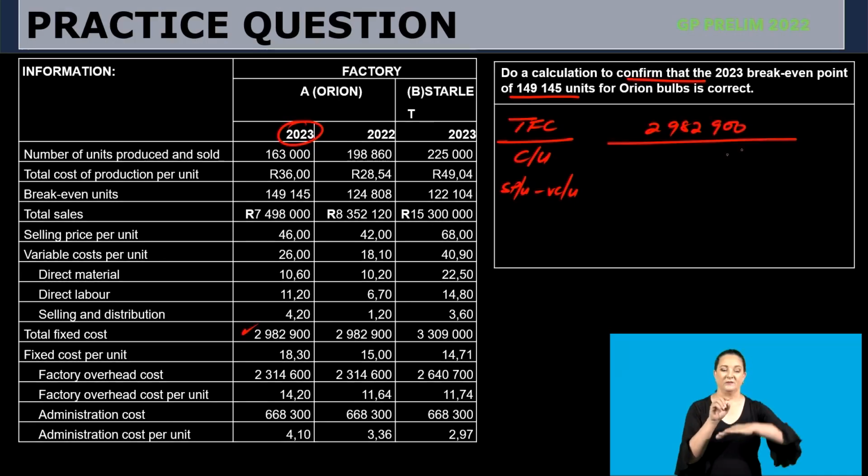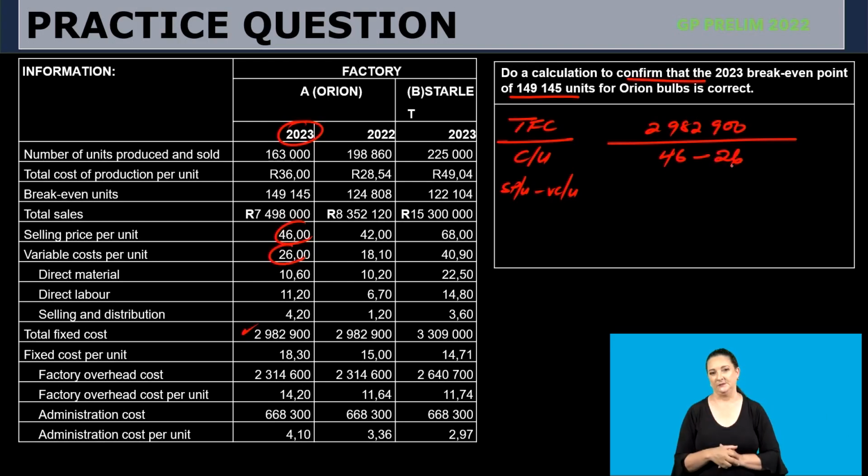2,982,900. And I divide that by my selling price per unit. So my selling price per unit is 46. And then I subtract my variable cost per unit, and my variable cost per unit is 26. And it will give me my break-even point, which is 149,145. Remember, we're doing that to confirm this break-even point.